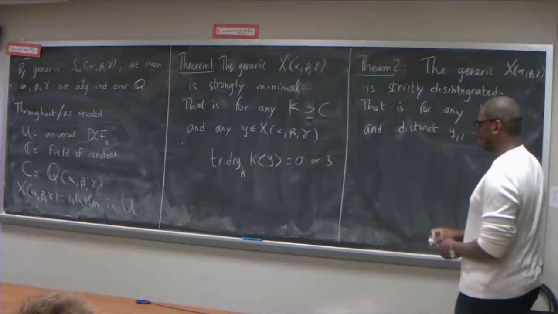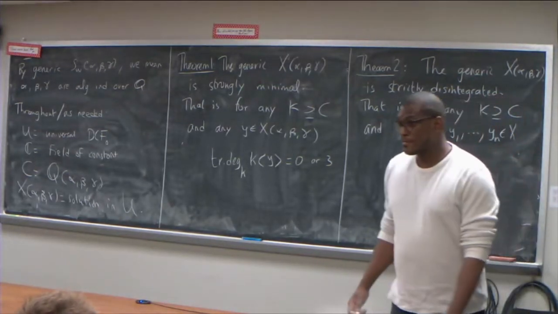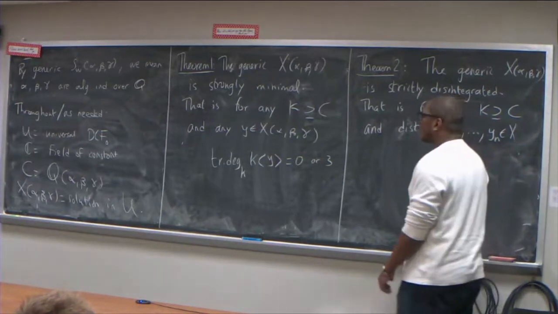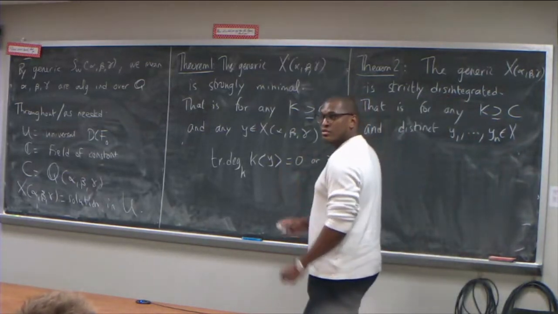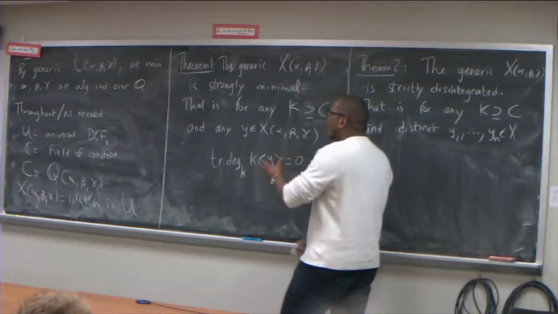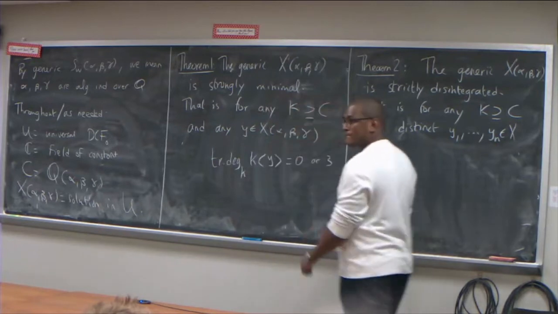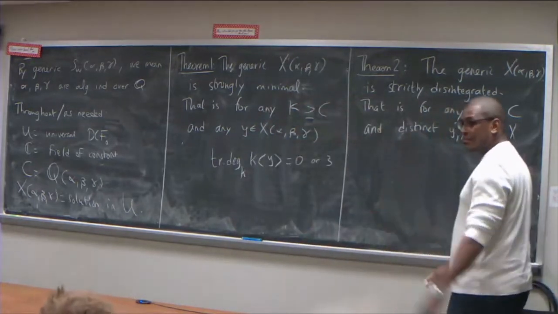When you say the transcendence degree is 0 or 3, do you mean for all K it is 0 and for all K it is 3? No, sometimes it's 0, sometimes it's 3, depending on K and on the solution you take.